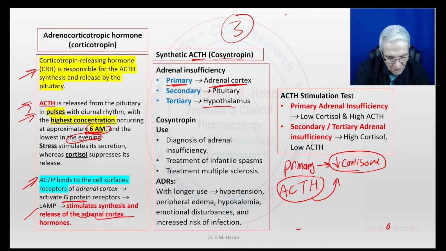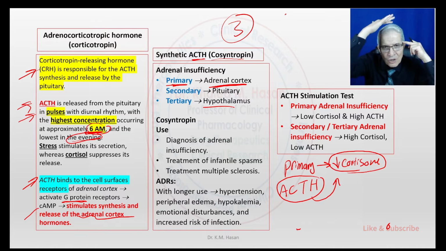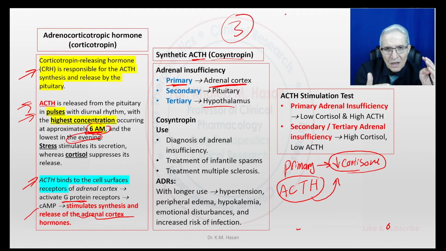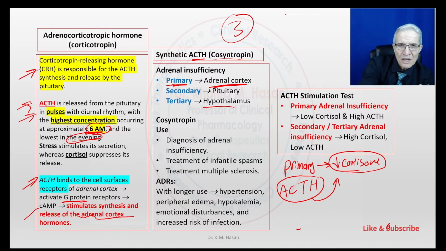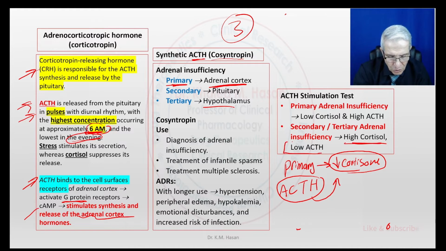That's good. So moving to the second one, we have secondary. We have the lesion in the pituitary or in the hypothalamus. Okay, what does that mean here? So the situation will be, when you prescribe ACTH, the adrenal cortex will be normal. So when you prescribe ACTH, the ACTH will stimulate the adrenal cortex. This will lead to an increased level of cortisol. ACTH will be low because we don't have the ability to produce it from the inside.